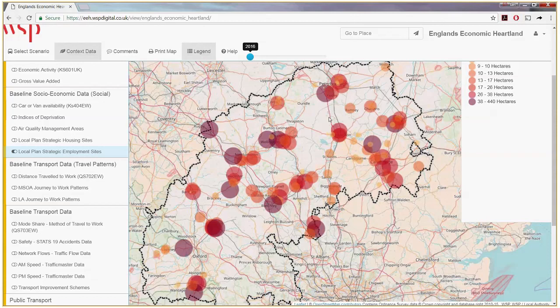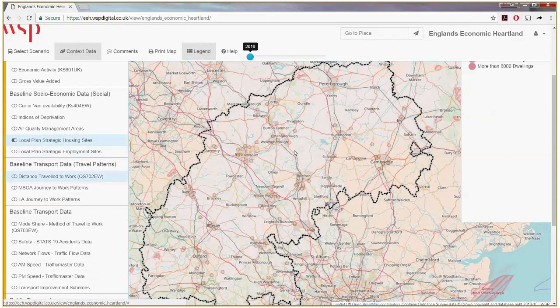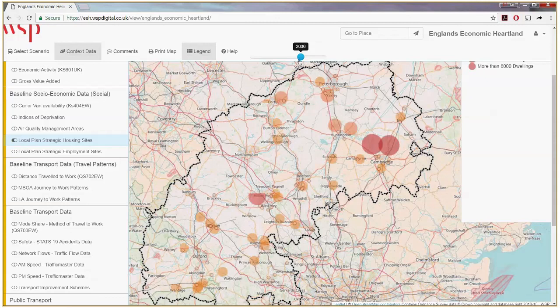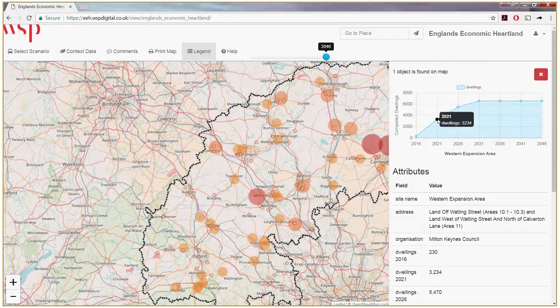We don't have timings for the employment. So these are shown as of fixed size, but the housing, we do know the build out profile that's expected. So as I move the time slider here, we can see that the number of houses that each of those sites has contributed starts to grow as they gradually get built out. And if I click on one of those sites, then I can see in detail that build out profile, so I can determine exactly how many houses have been added to the stock by each date in our forecast period.